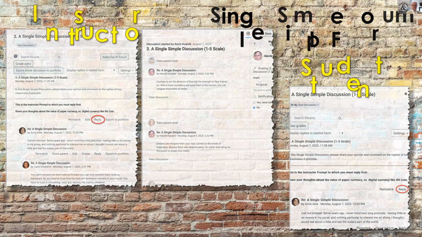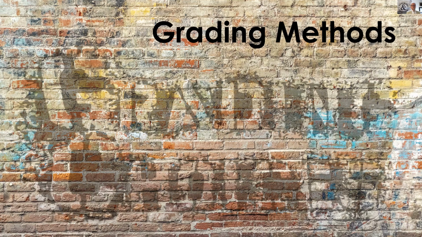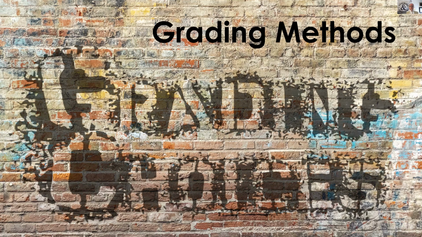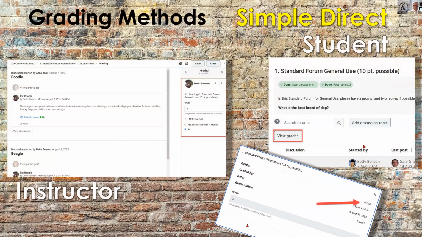Now, the grading methods that we've been talking about, to recap, there's only 4. There's simple direct, which means you're adding a number, and you can't tell unless you get real close to your screen. But I've gone on there and I've given Devin a 6, and what Devin sees on his side is a 6.